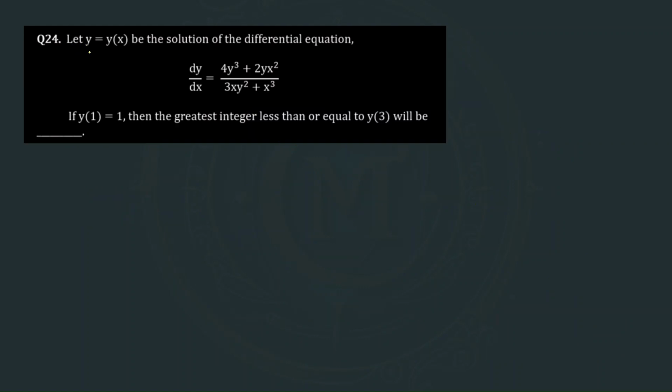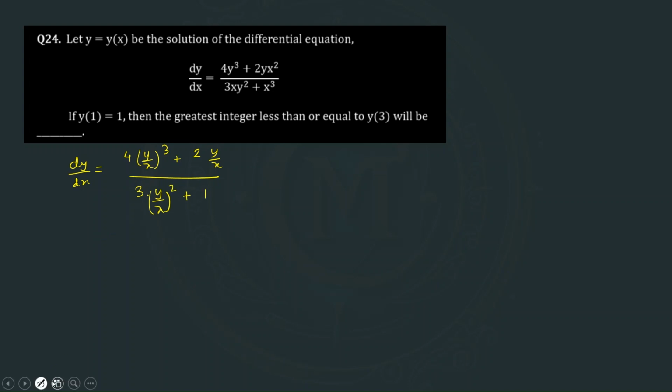The next question says: let y equal to y of x be the solution of the differential equation dy/dx equal to this. If y(1) is equal to 1, then the greatest integer less than or equal to y(3) will be what? Okay, so let us first solve this differential equation. So dy/dx we can write by dividing both numerator and denominator by x cube: 4 times (y/x) whole cube plus 2 times (y/x), over 3 times (y/x) whole square plus 1.